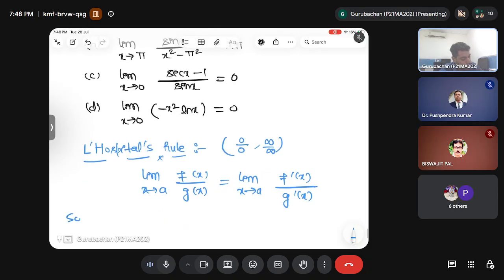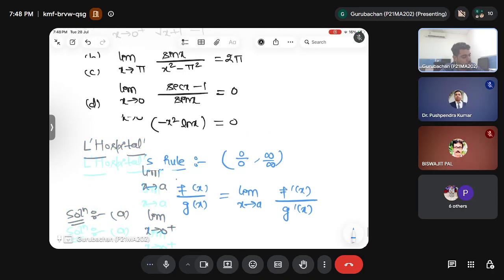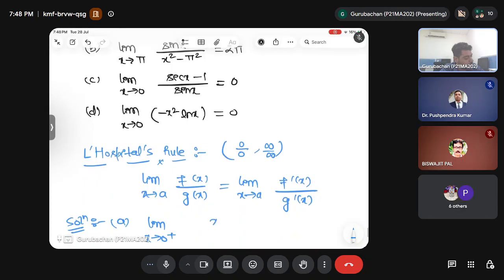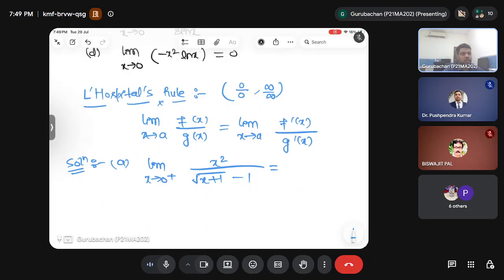So in the solution, if you see the first form, limit x tending to 0 positive x square divided by under root of x plus 1 minus 1. Which form is it? 0 by 0, or is it not any kind of indeterminate form? 0 by 0. So since it's 0 by 0, we can apply L'Hopital rule.